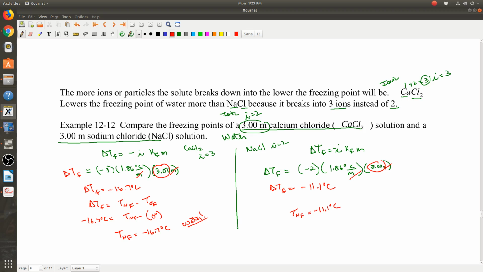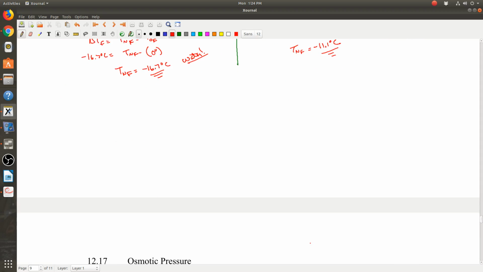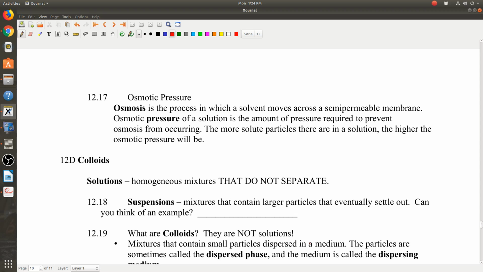So what do you notice about that? The more particles it breaks apart into, the i values, the particle count, the more it changes the freezing point. And we use this to melt the ice on the roads. We put salt on there so that the water has to freeze at a lower temperature, so we end up turning the water back into a liquid and we can clean up our roads that way. All right, that's boiling point and freezing point. And that moves us to osmotic pressure.